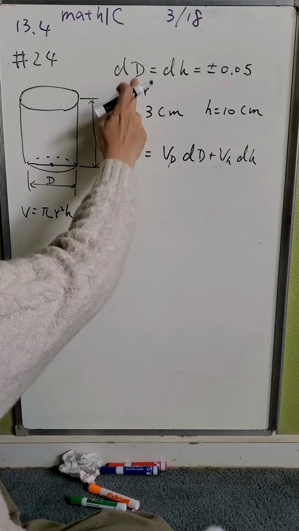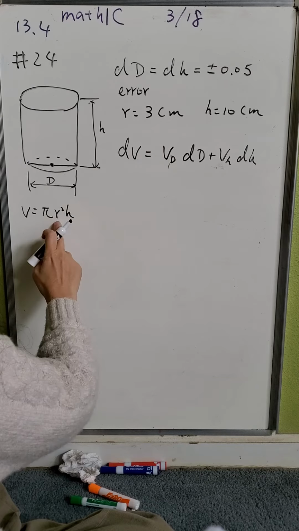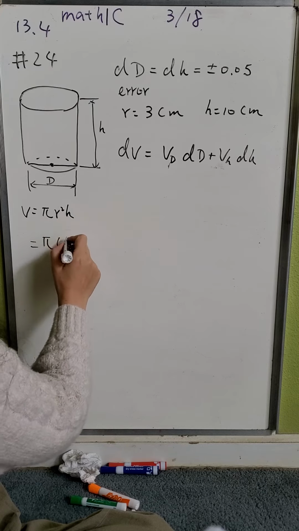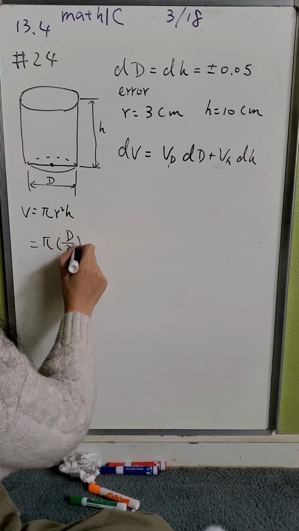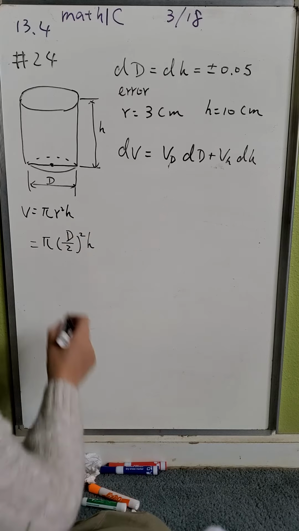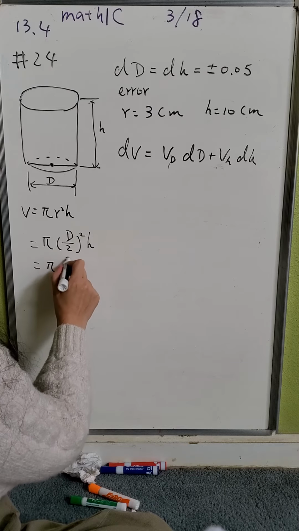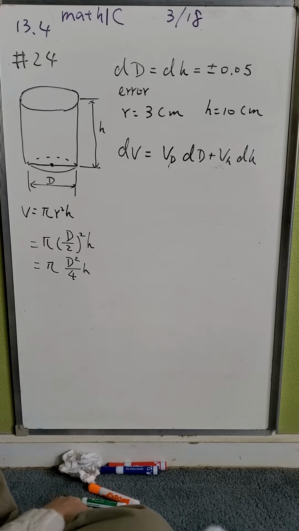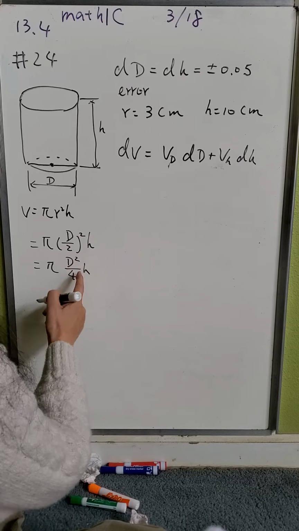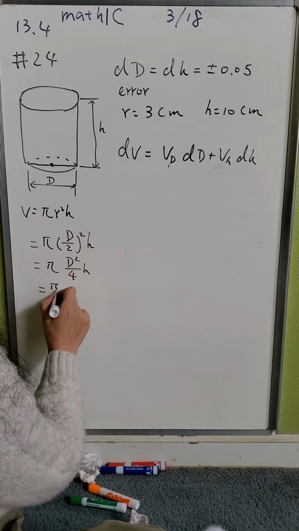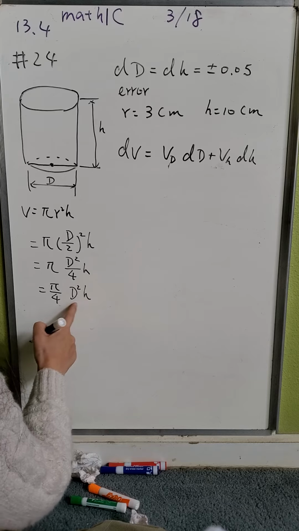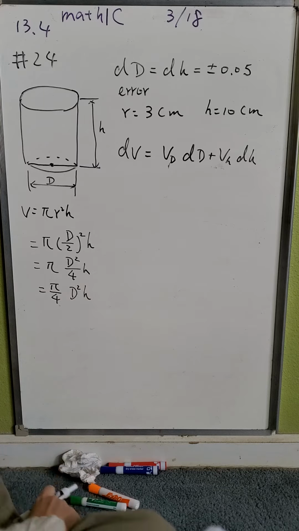Well, I don't have the area for R, but I have the area for D, so I'm going to convert this. So that becomes pi times (D divided by 2) squared times H. Okay, so that's equal to pi D squared over 4 H. And now I'm going to put the 4 and the pi together, so I have D squared H. Because these are two of the variables, I put it on the side.